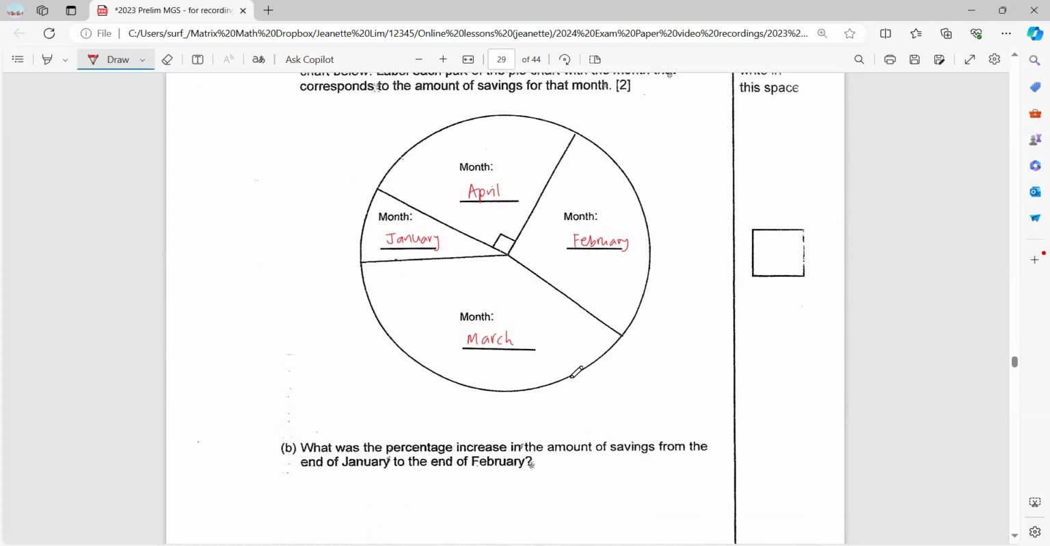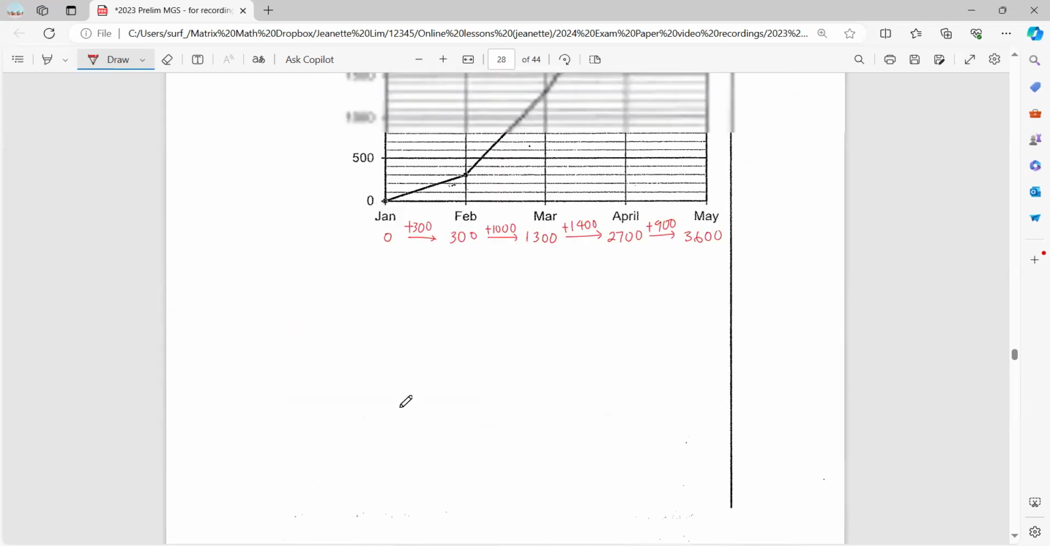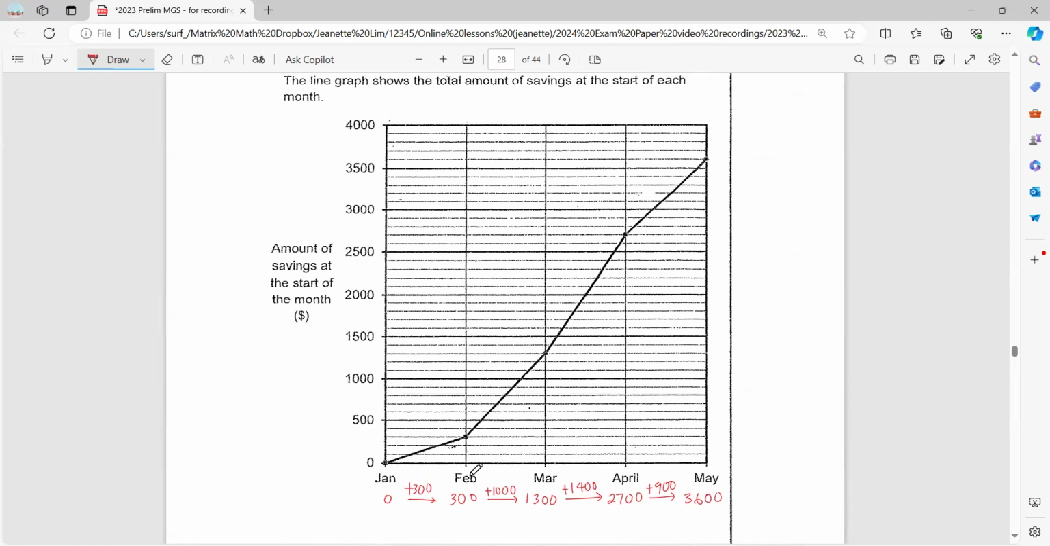What was the percentage increase in the amount of savings from the end of January to the end of February? Okay, end of January means the start of Feb. End of Feb means start of March. So you need to know all this so that you can read correctly from the graph. End of January is the start of February, which is 300. So we're looking at 300. And then end of February is the start of March. So here.